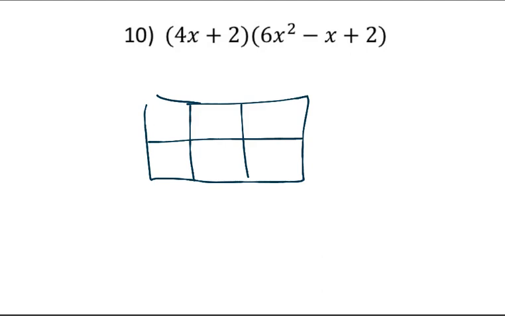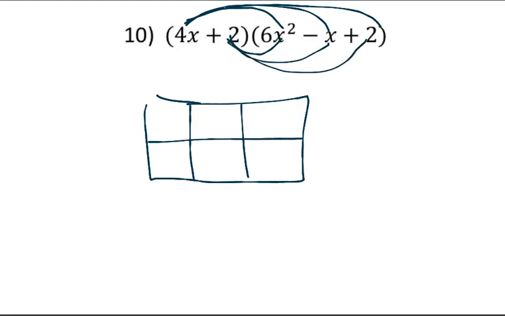Some students like to do this times this, this times this, this times this. Then you do this, this, this. You totally can do that, just don't miss any because then you'll miss the problem. When we do the box, it ensures that we make sure we multiply everything times everything else because we fill in all the boxes. That's why I encourage it.